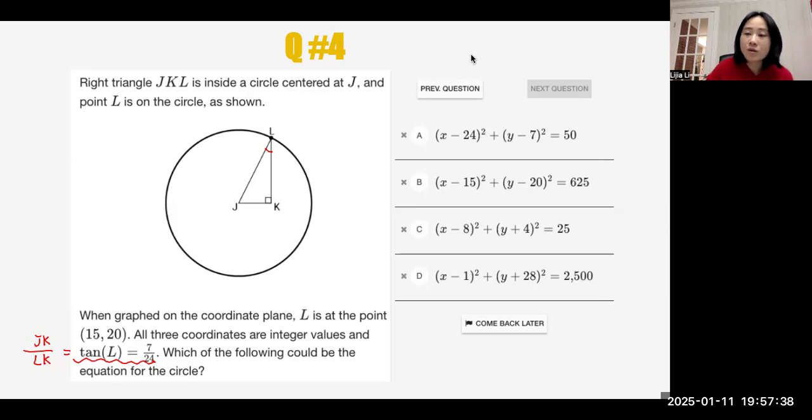So given the coordinates of L here, which is (15, 20). I'm still waiting. And waiting. Okay. So you know the ratio, so I will set this as 7a, this as 24a, by the definition of tangent. Now you want to find the coordinates of J, which is the center here, and find the radius. Okay.